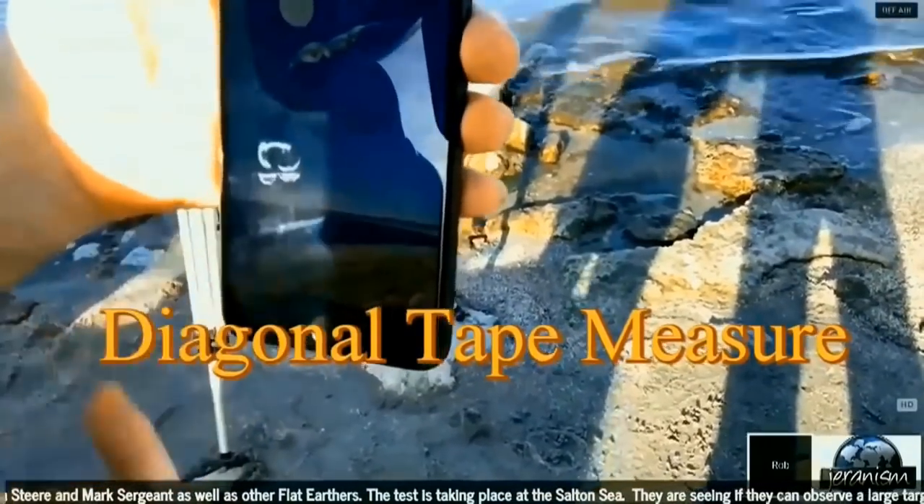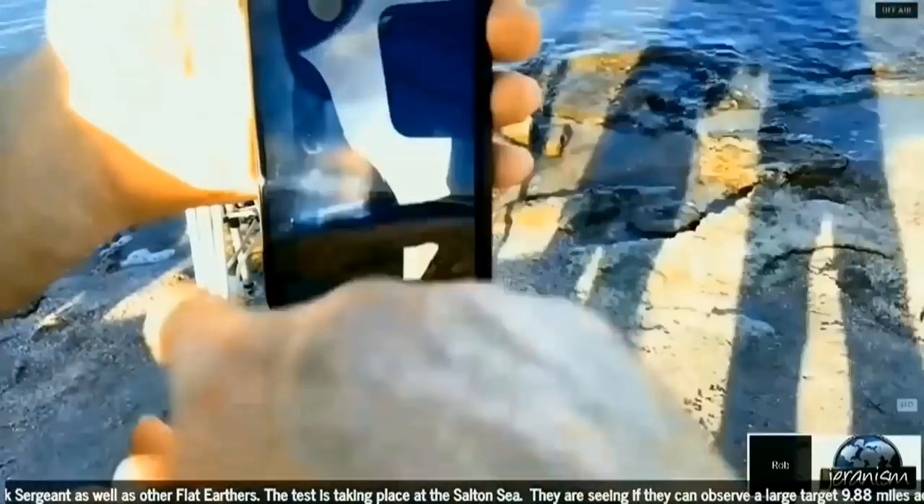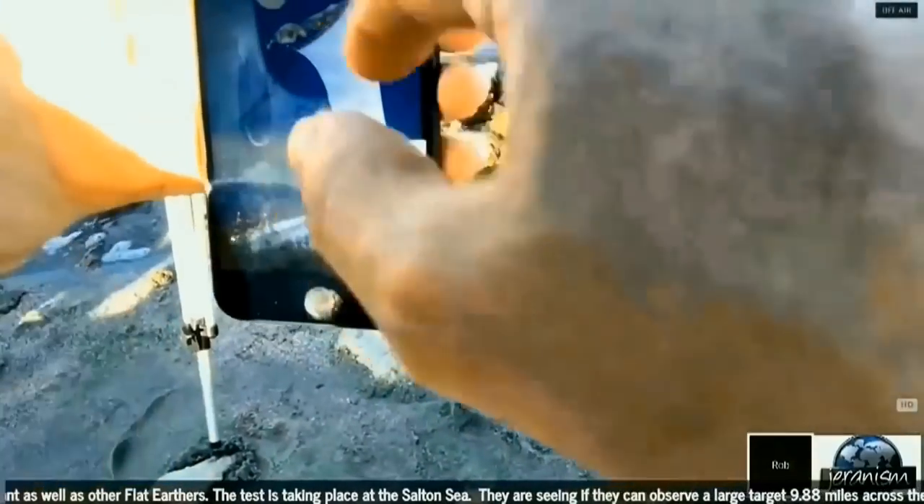So when they got it upright, it was 46 feet off the ground. Gotcha. When we were seeing it. Oh, okay. So you had a tape measure? Mm-hmm. Yeah, it's a reel.